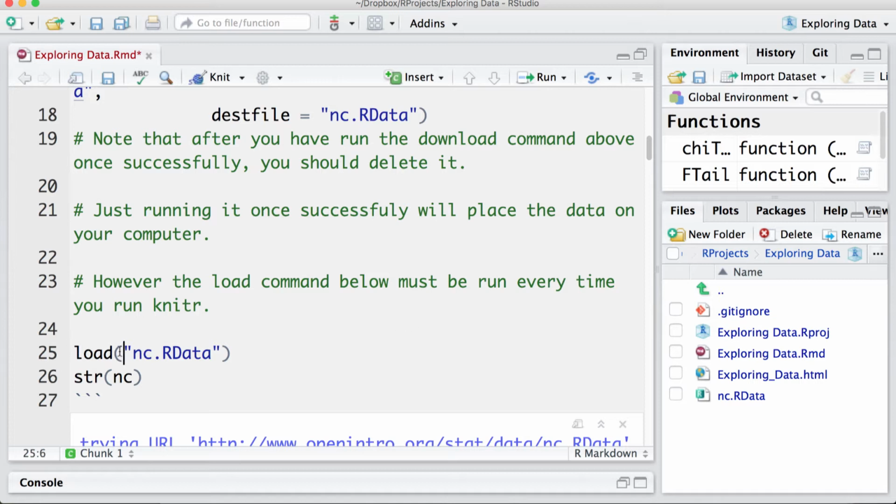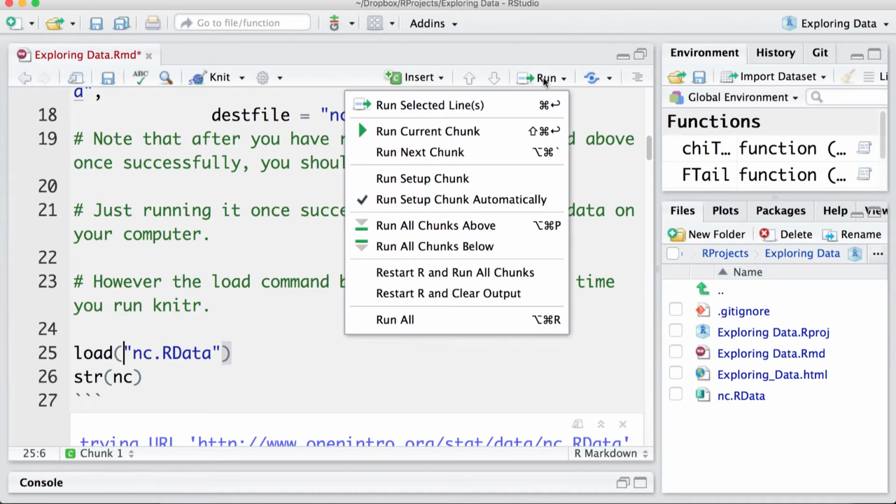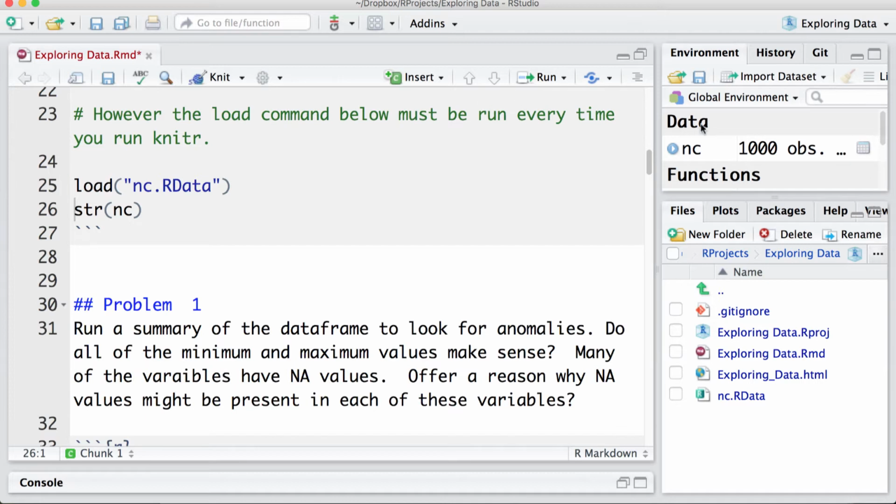Okay, and I'll put my cursor in this thing, and then I'll say run, and again run selected lines. Now when I do this, watch the upper right hand corner over here. Okay, aha. Now you see that in my global environment, I have a data set called NC, which has 1,000 observations. Okay, now let's take a look at it.